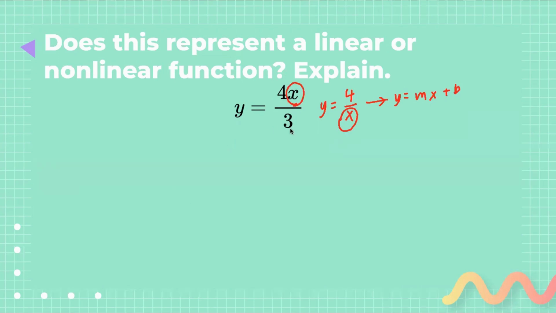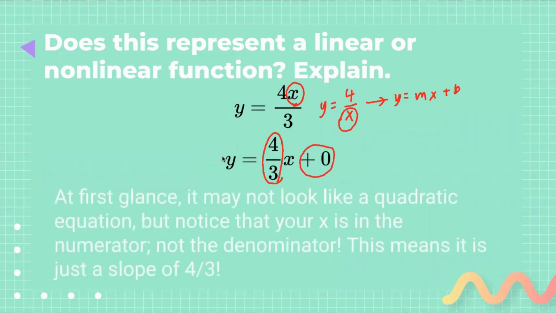It would just be y equals 4 over 3 x plus 0, where 4 over 3 is your slope, so you're going to rise 4 units and run 3 units to the right, and then 0 would be your y-intercept. As long as your x is in the numerator of your fraction, it still represents slope. So this will actually be a linear function with a slope of 4 over 3.